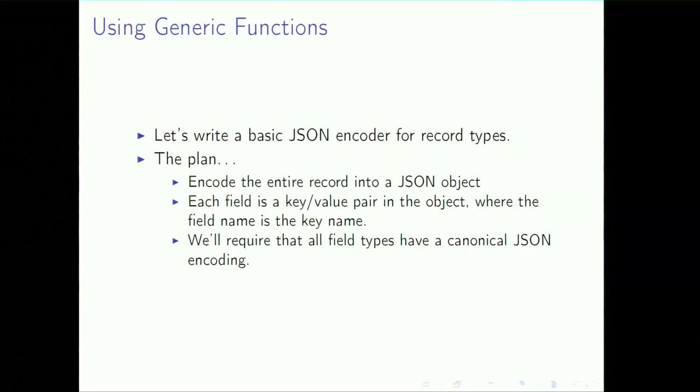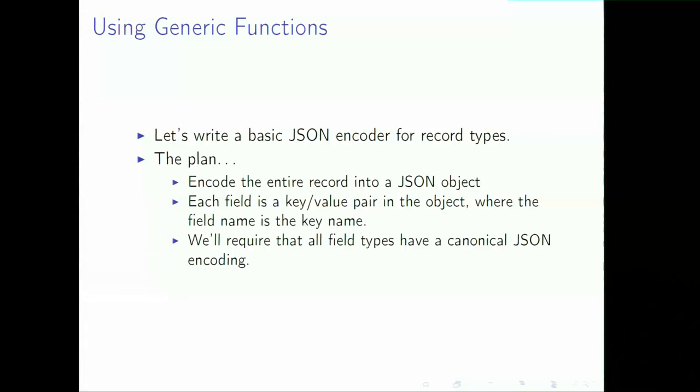So we can use these generic representations to traverse through them in a sense that's independent of the data types themselves. So I wanted to give you an example here of taking one of these records and encoding it as a JSON object. So the plan is I'm going to take any one of these records and I'm going to assume that every field in the record can already be serialized to JSON. And if that assumption holds, then I can provide a JSON object where every key value in the JSON object comes from a field in the record type itself.